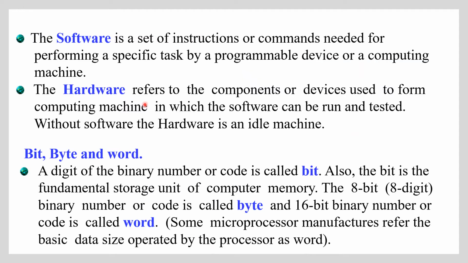Before proceeding, let us revise what we have studied in 11th standard and that we require in 12th standard. I will be frequently using these terms, so it should be very clear for you. We have already done this in 11th standard. So software, you have seen the difference between software and hardware. Software is a set of instructions or commands needed for performing a specific task by a programmable device or a computing machine. So software is nothing but a set of instructions.